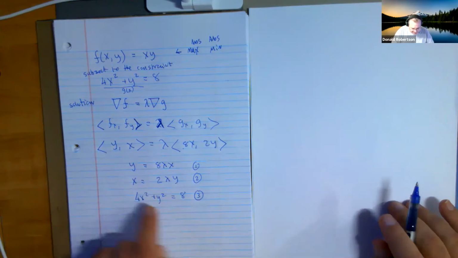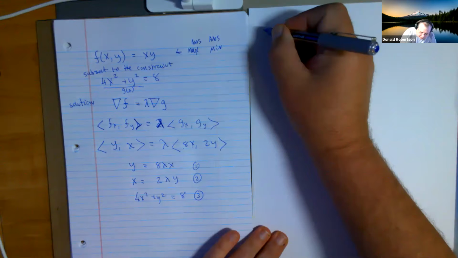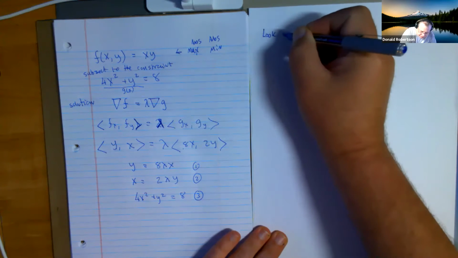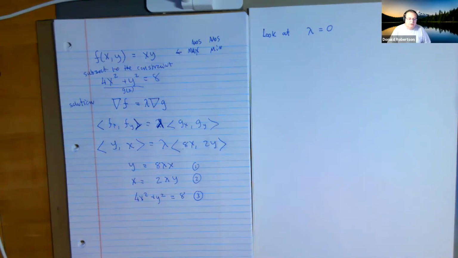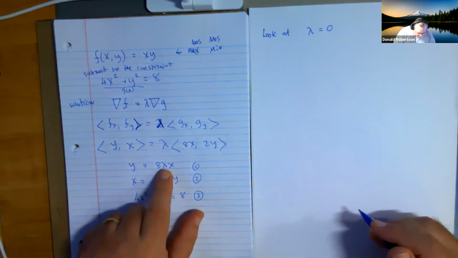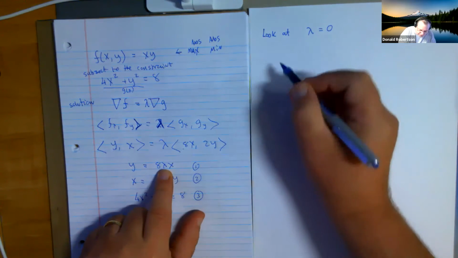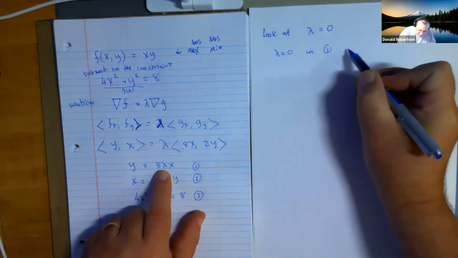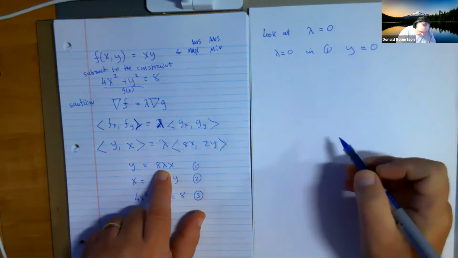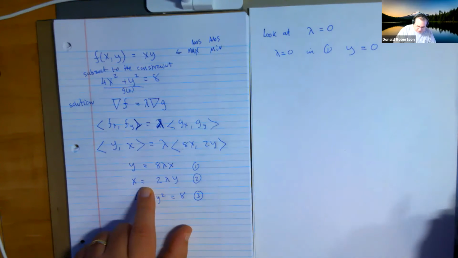You've got this one here. First thing you do is you look at lambda being 0 and check if that gives you any solution, anything that may or may not work. So in this world, if lambda was 0 and you use it in equation 1, doesn't that basically tell you that y has to be 0?